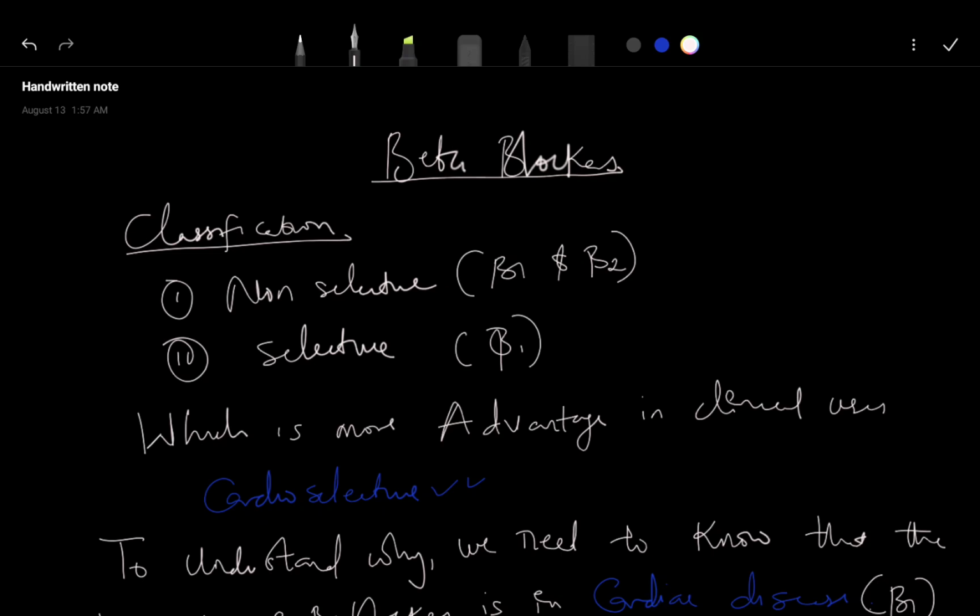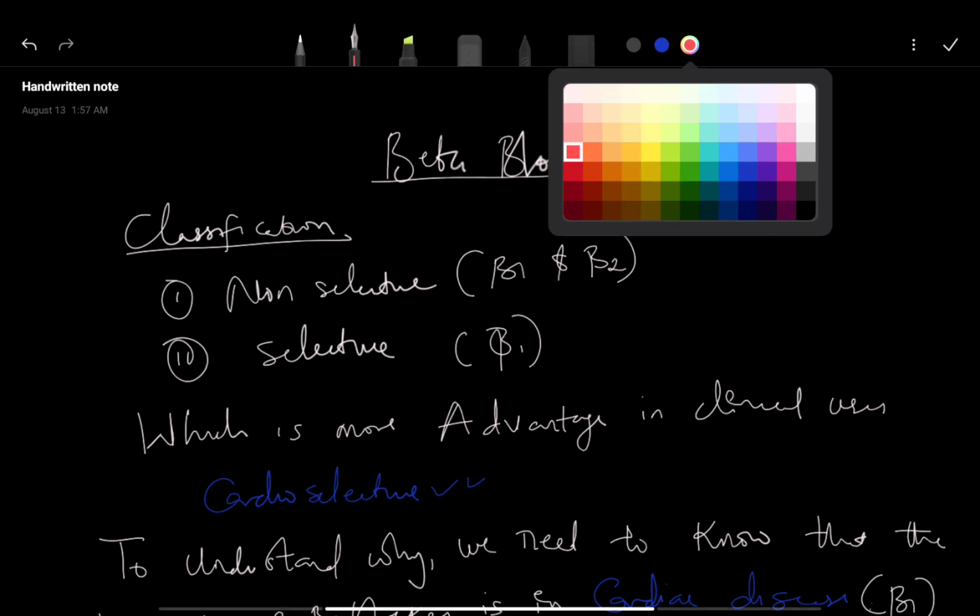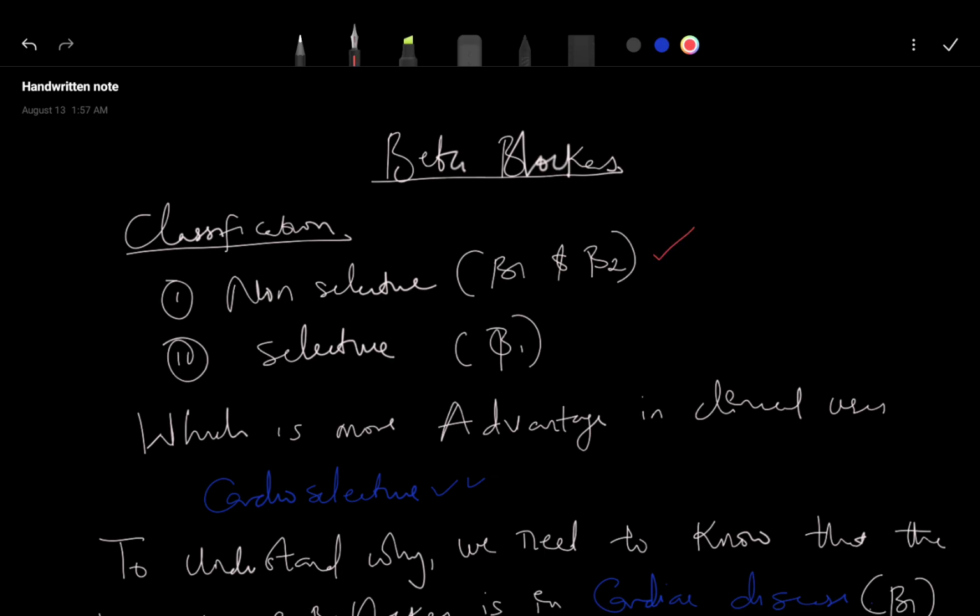Welcome to this session. In this video, we'll talk about beta blockers. Now, as a way of classification, there are two main classes of beta blockers. We have the non-selective beta blockers and the selective beta blockers. The non-selective beta blockers block both beta 1 and beta 2, while the selective beta blockers block only beta 1.